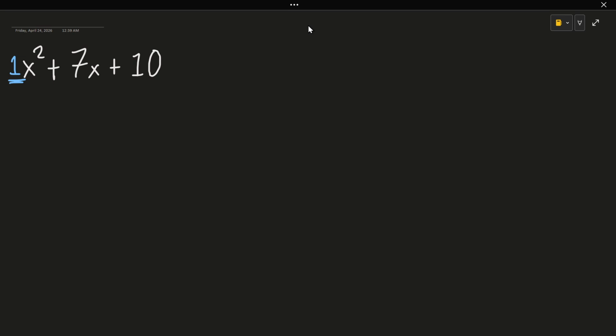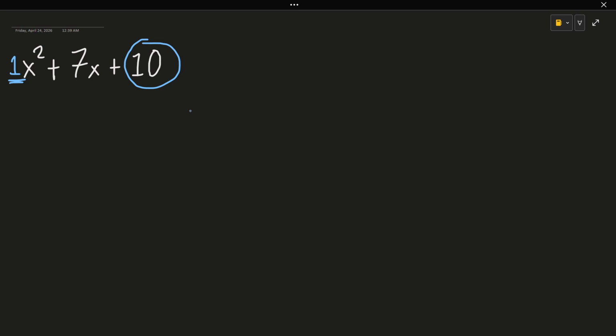Now, why do we need to know? Because if there's a number beside the x squared, there are two ways on how we're going to factor it out. In this case, the number beside x squared is 1. So we're going to do the easy way. Once your number beside x squared is 1, the next step is we're going to focus on the constant term, or basically a term that has no variable, just a number, which is 10. We're going to focus here.